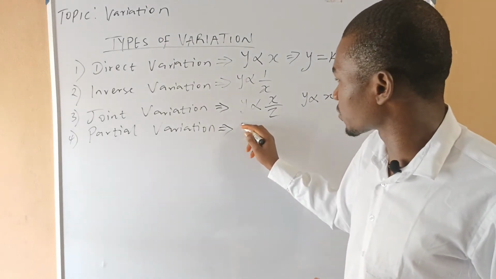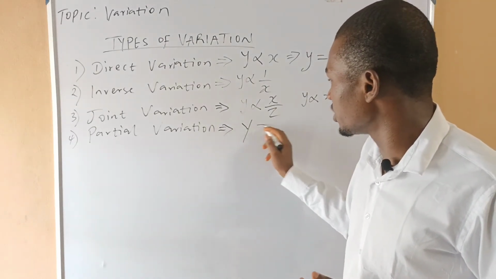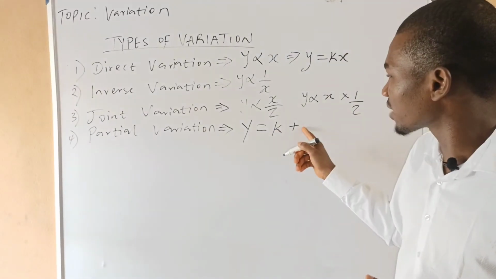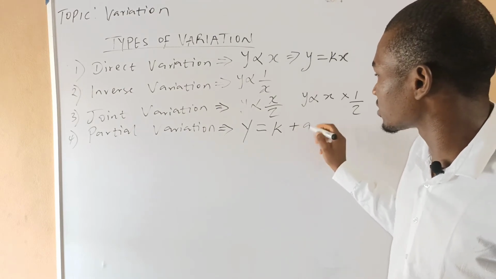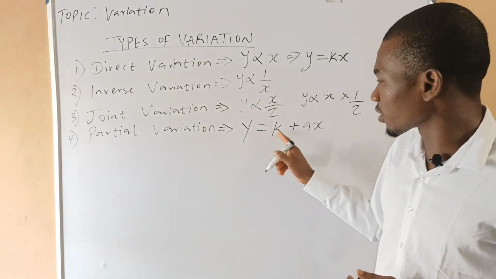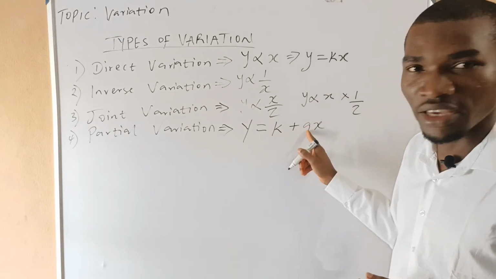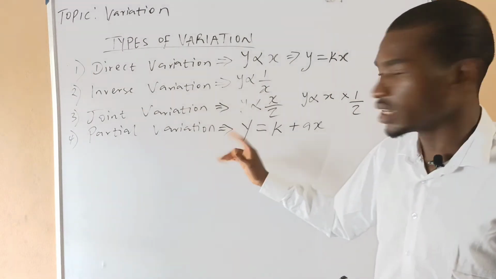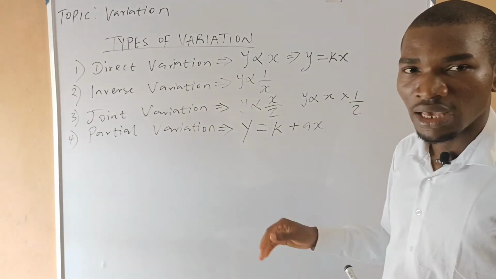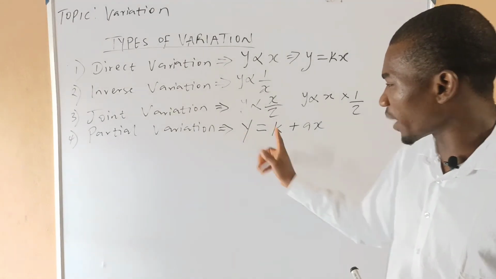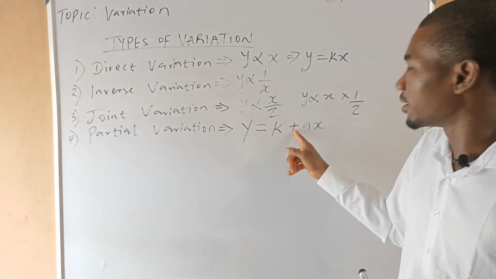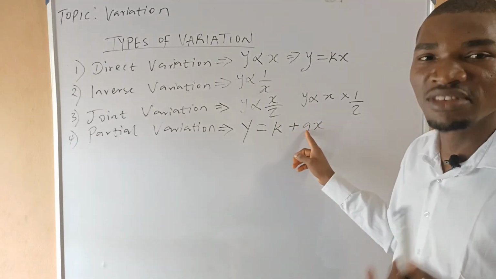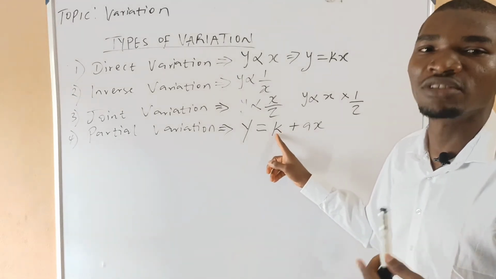It is written in this form. Let's take y is partly constant, and there is a plus there, and partly directly as, let's take ax. Remember, this is the constant, and this a, which is the coefficient of x, is also a constant. So whenever you see partial variation, it is expressed in this form, and we can read it as y is partly constant and partly directly as x. Remember, the a here means constant and the k here also means constant.